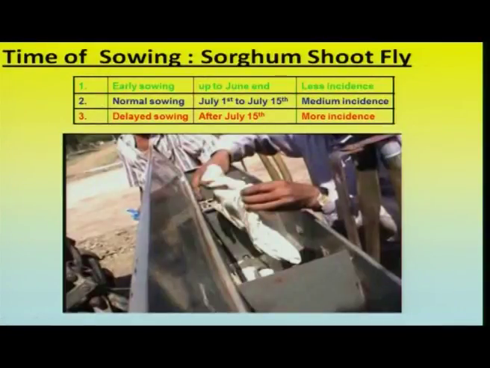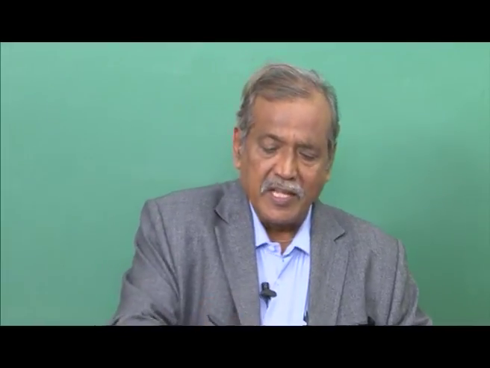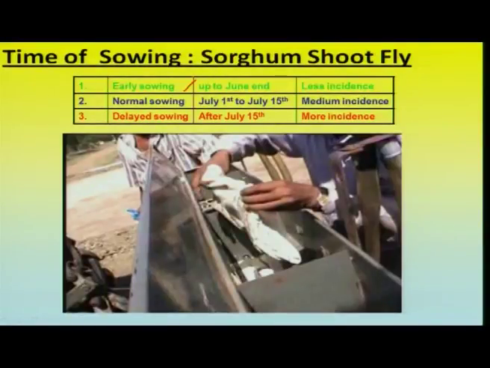Time of sowing, particularly in the case of sorghum. Shoot fly is one of the economically important insects during rabi in dryland situations. It causes economic damage in the form of dead heart. The whole plant will be killed. With a simple early sowing, that is up to the end of June, you find a very negligible or low incidence of the shoot fly.